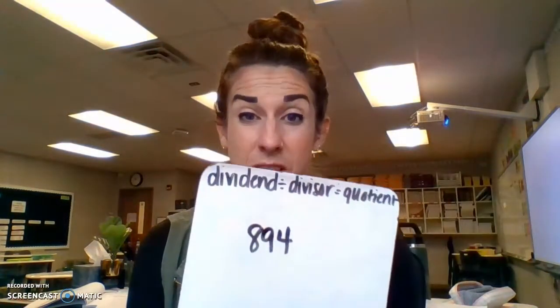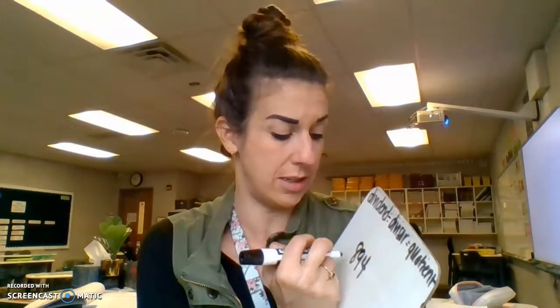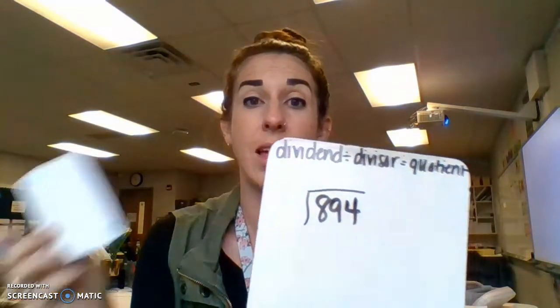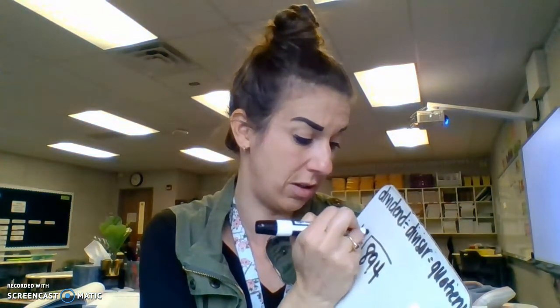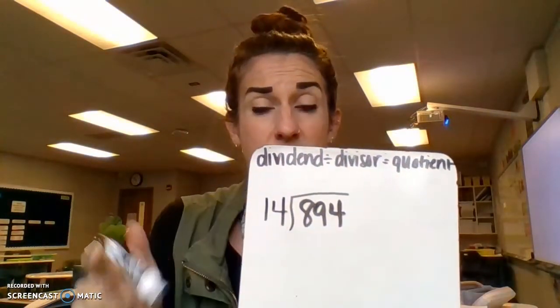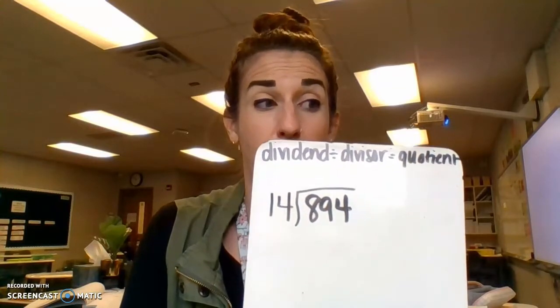So Mrs. Beaver has some cards here, and I've just randomly picked them out, and so we are going to create the number 894. That's going to be our dividend. The first thing that you do in partial quotients division is you write the problem in traditional form. So I'm going to put my dividend underneath the hat, 894. And then I'm going to divide it by 14. 14 is going to be my divisor. So this is going to be our division problem.